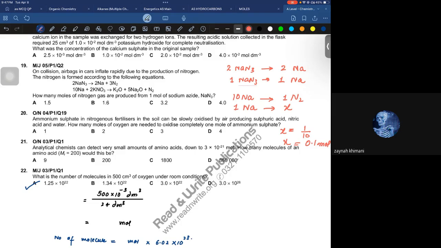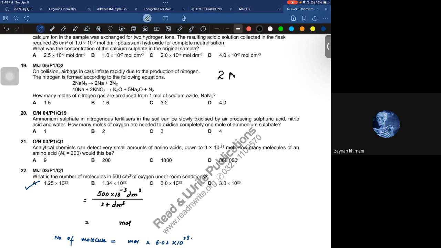And according to equation number 1, I got the moles of nitrogen, that is 1. है ना? Nah, not one. According to equation number one, I'm getting 3 moles of nitrogen. है ना? Let me tell you again. According to equation number one, 2 moles of NaN3 gives you 3 moles of nitrogen.